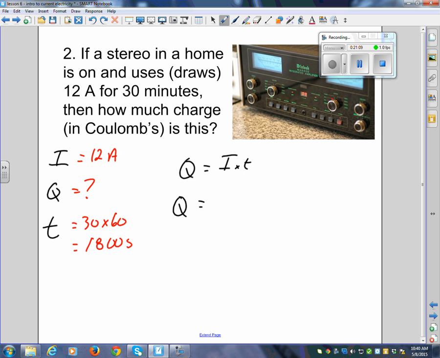Yeah, exactly. I'll take you outside and teach you a lesson, like solving Q equals IT problems.